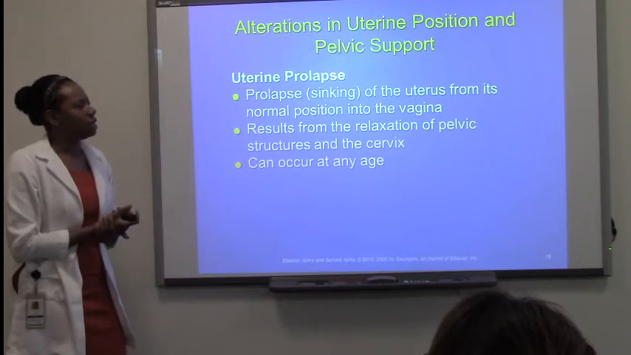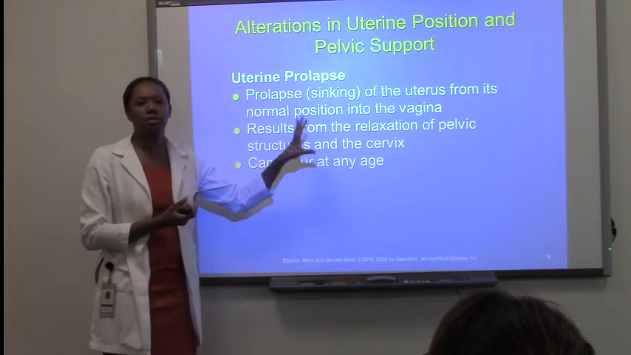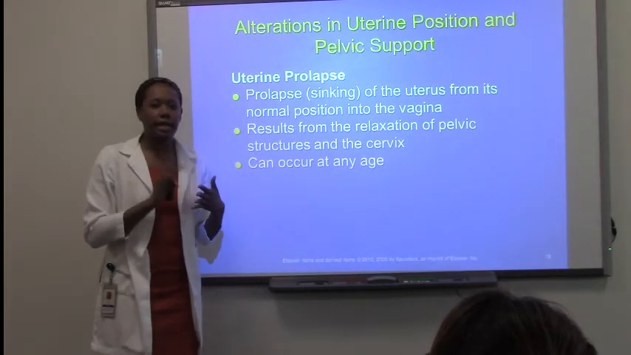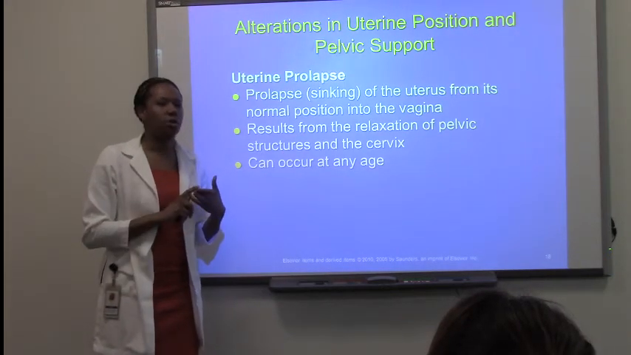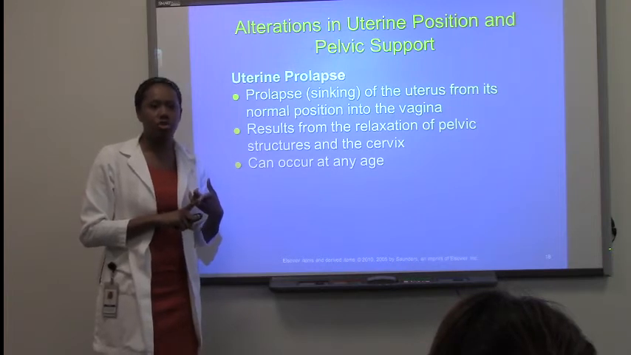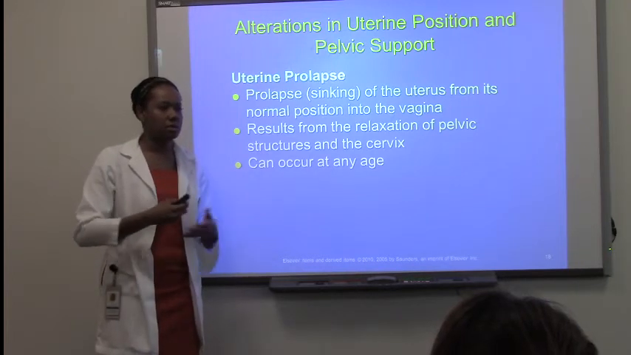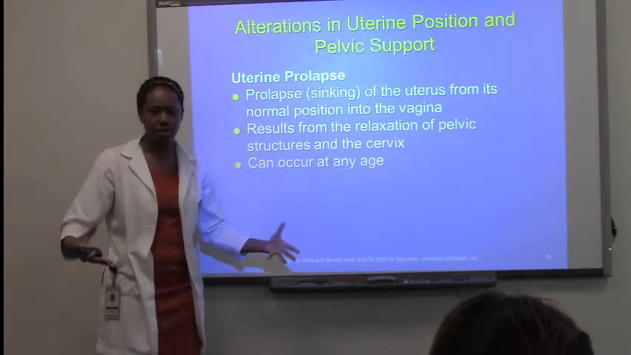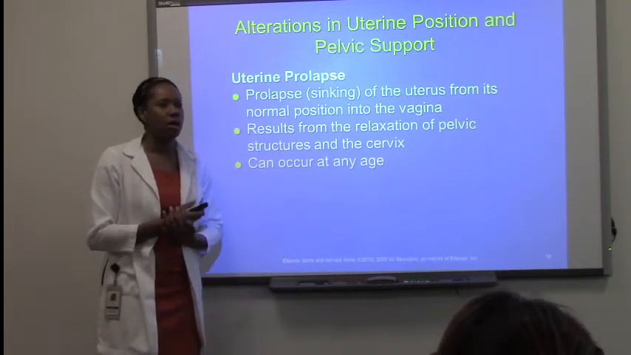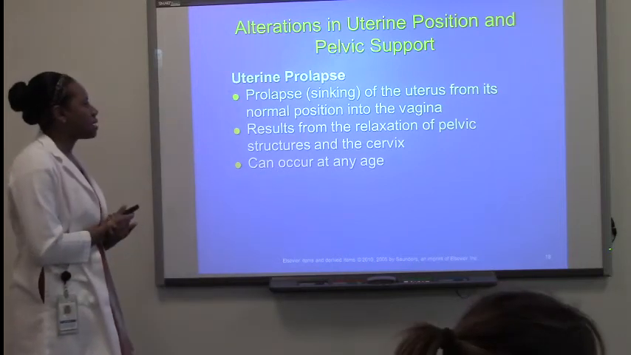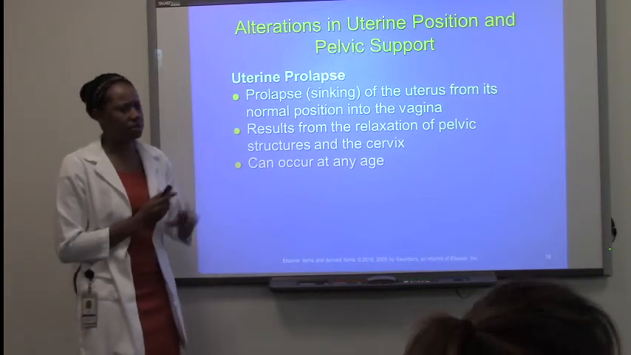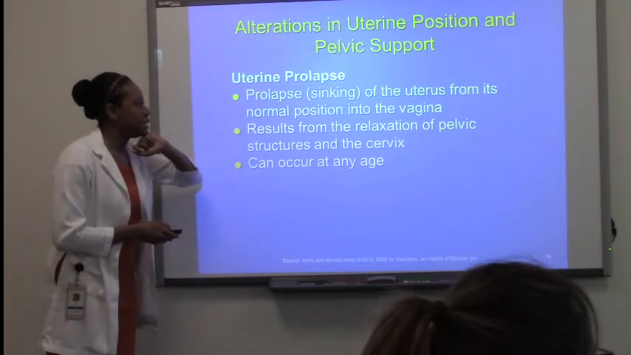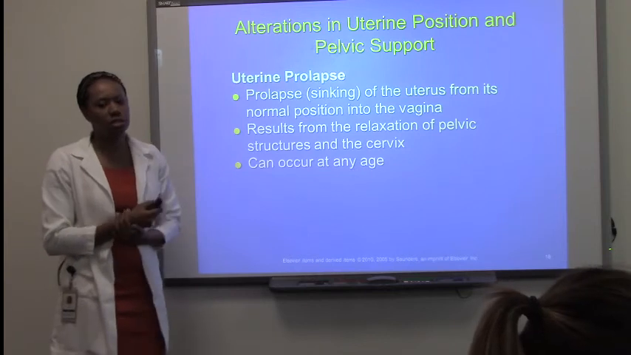So when females get uterine prolapse, there are some causes of it. Yes, age is one definite thing, but also multiple pregnancies. The more babies that a mom has, it can weaken the ligaments around that area, as the uterus stretches out more and more. I think those are the only two risk factors. So uterine prolapse: prolapse is sinking of the uterus from its normal position into the vagina.